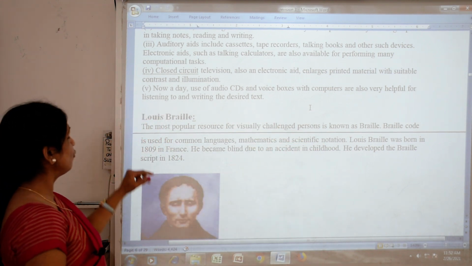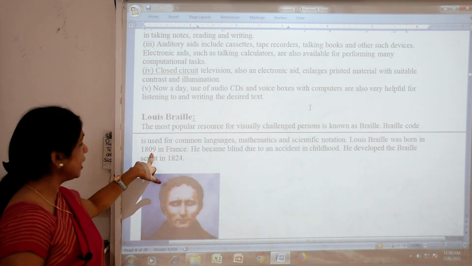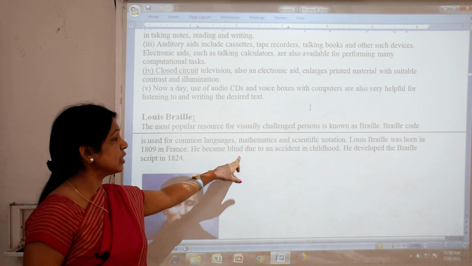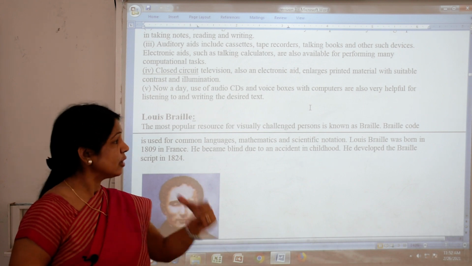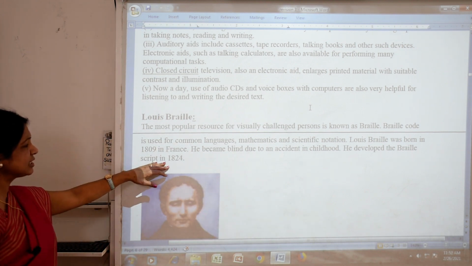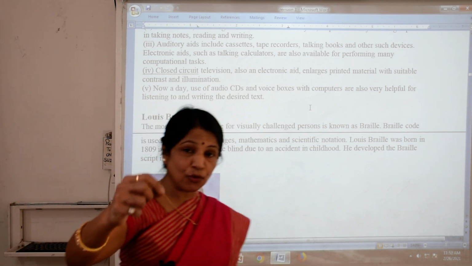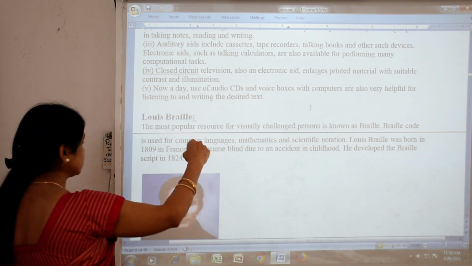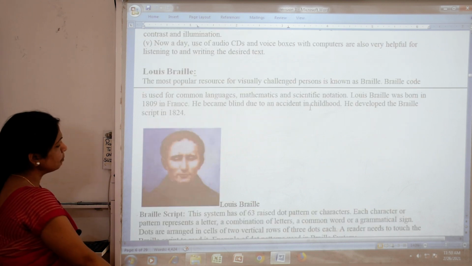Louis Braille was born in 1809 in France. He became blind due to an accident in childhood, but he developed the Braille script in 1824. He developed a very nice script, especially for blind people.